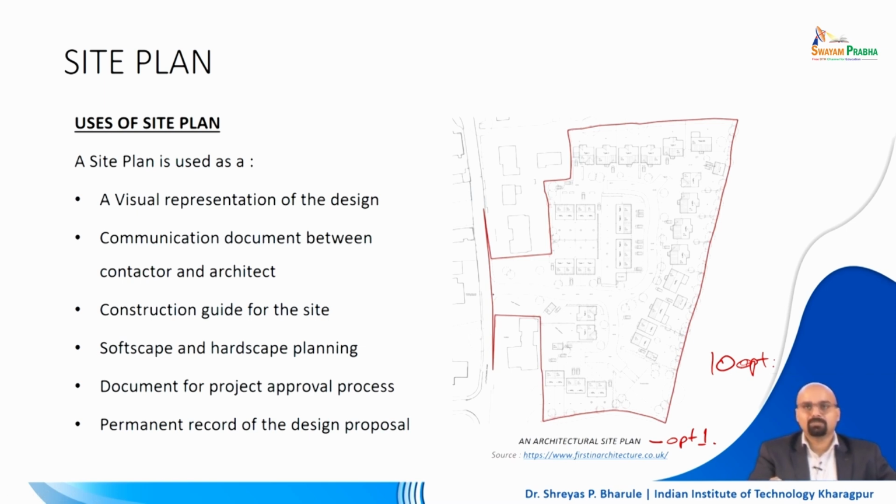Some of the architect's offices also charge according to the number of options that are being generated, right. So, if you are generating say 2 options, it is charged in a different way. If you are generating 3, 4, 5 options, it is charged in a different way.